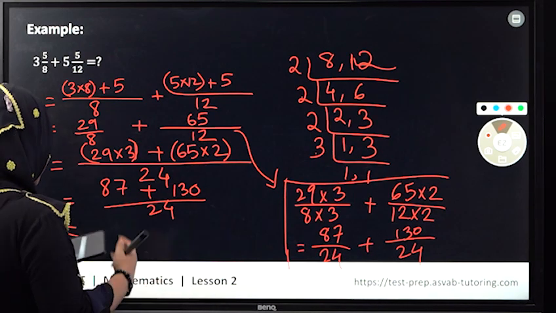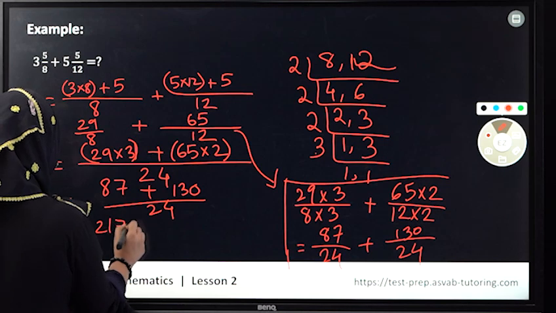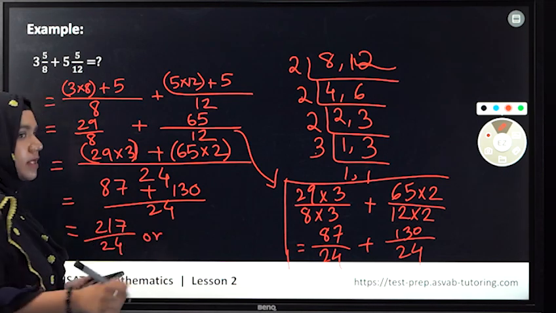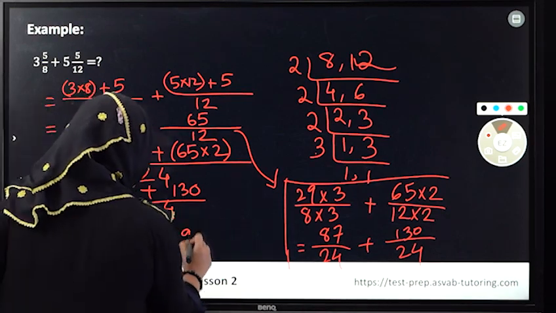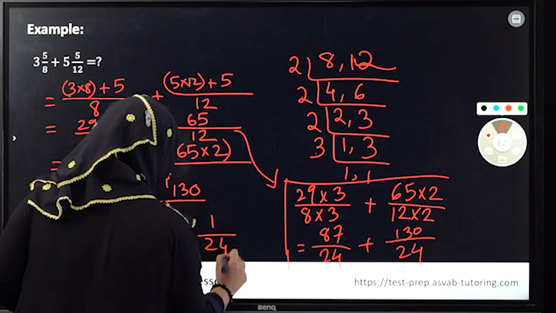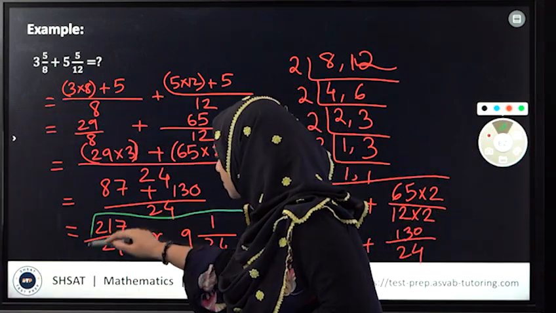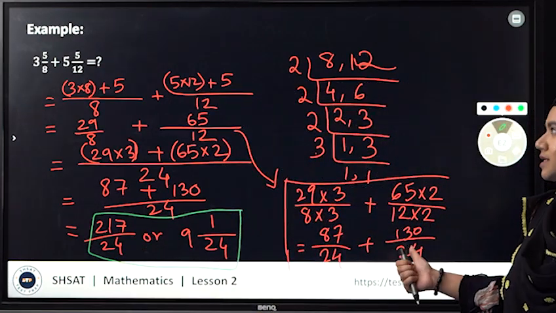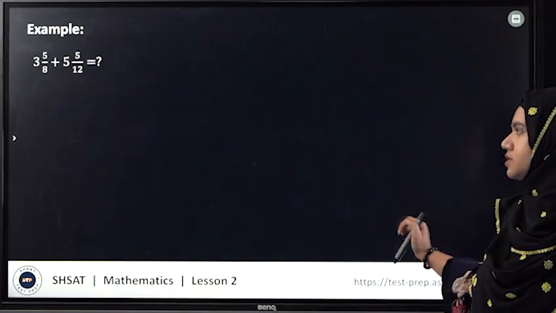Now, just for the end part, add these 2 up. It's going to be 217 over 24. Or if you want to convert it to a mixed fraction, just like I said, if you divide it and all, it's going to be 9 and 1 over 24. Either of these are your correct answers. Hope you did understand this well, and if you did, let's move on to the next question.